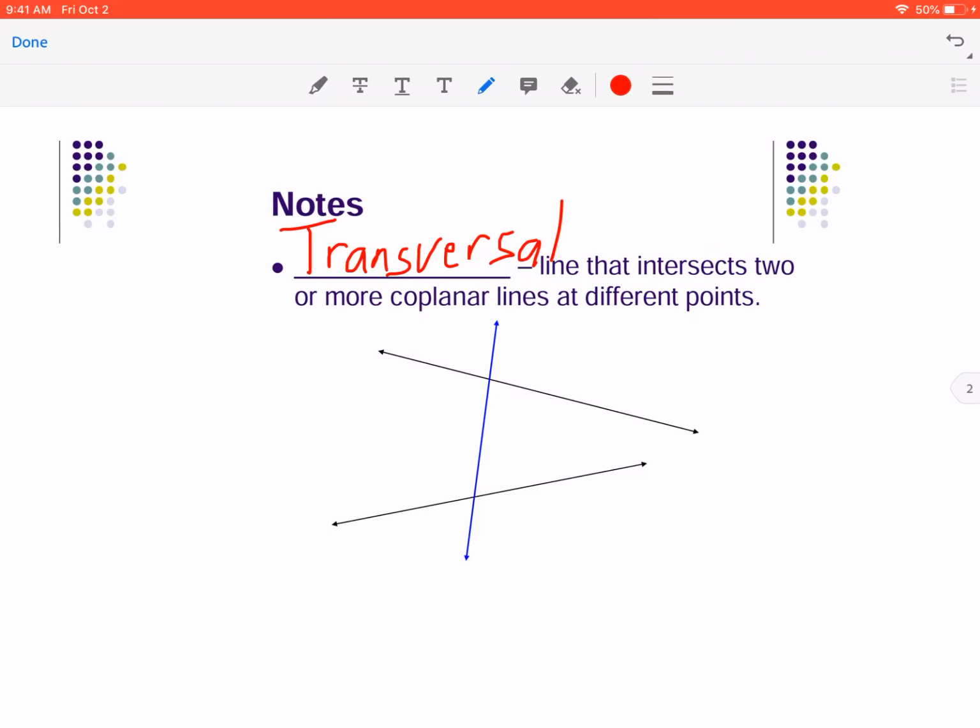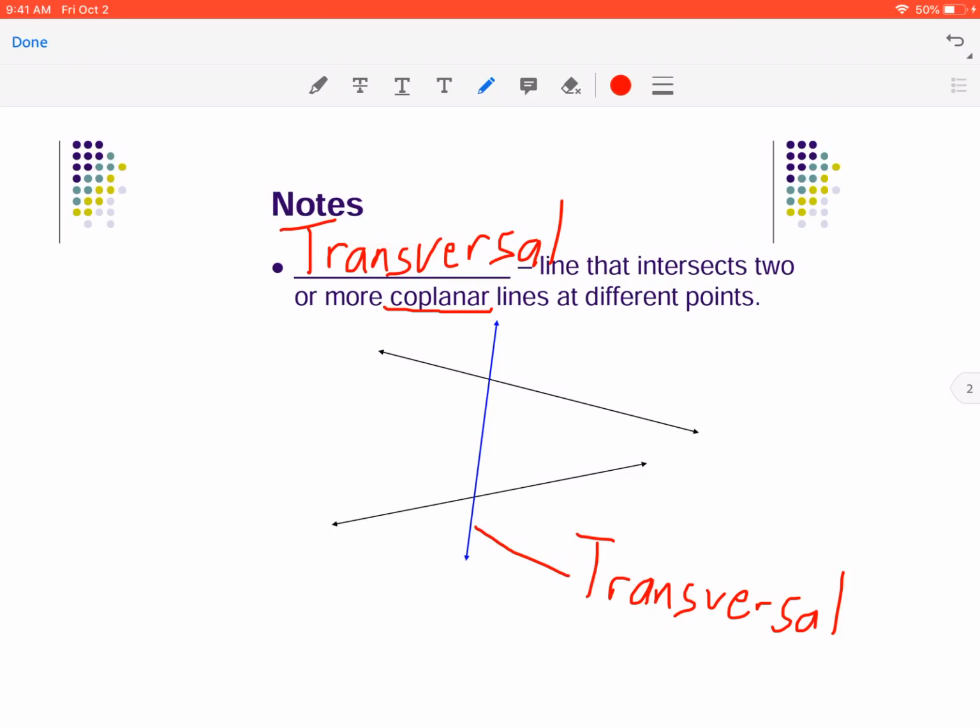All right, so this blue line here is your transversal. It's intersecting two or more lines. So this is the transversal. The term coplanar basically just means all of these lines are lying on a flat surface. So if you just drew this on your piece of paper, it's all coplanar. It means they're on the same plane, the same flat surface, the same flat sheet of paper.